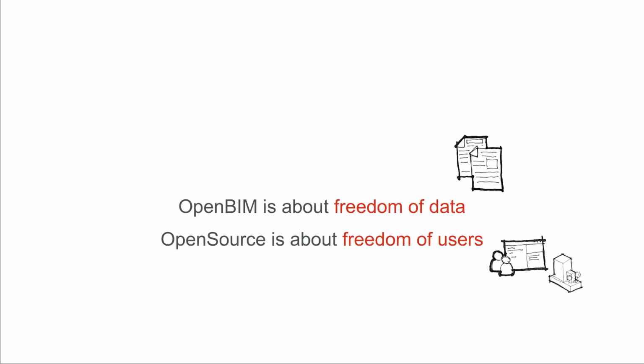So whereas OpenBIM is fundamentally about the freedom of our data, open source is the flip side of the coin. It's fundamentally about the freedom of users of the data, or your own freedom. And this is why we call it free software. It's got nothing to do with price. It's to do with 4 very specific freedoms with our digital tools.